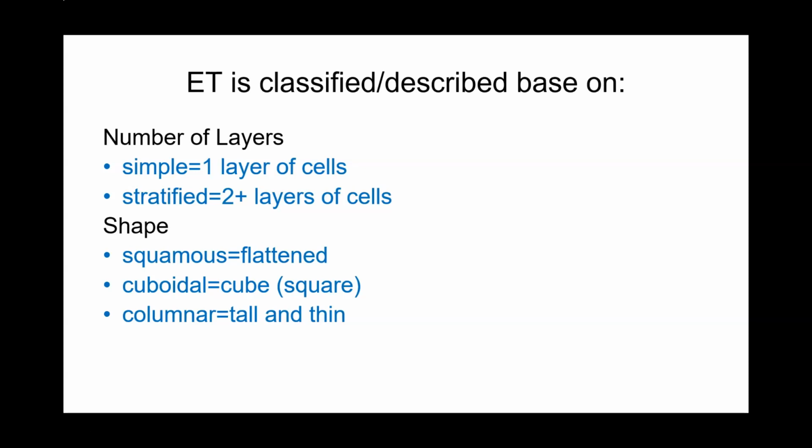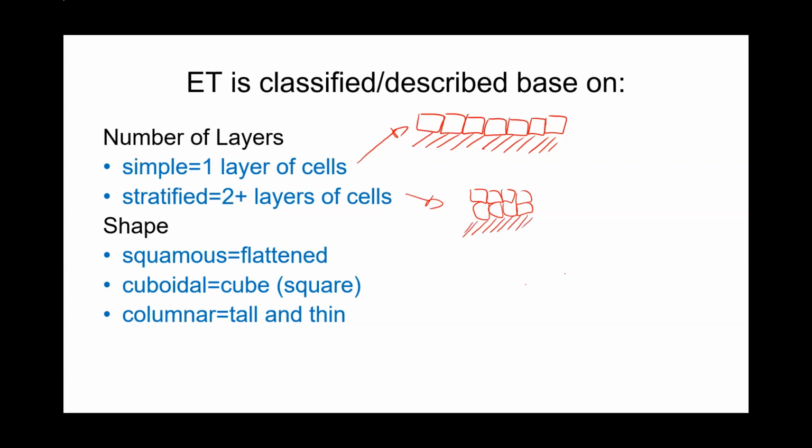One way that it's categorized is on the number of cell layers. A simple epithelium is a single layer of cells that sit over an underlying tissue. Stratified epithelium has two or more layers of cells sitting on top of an underlying tissue. It could be as few as two, or you could have many layers of cells overlying a tissue.